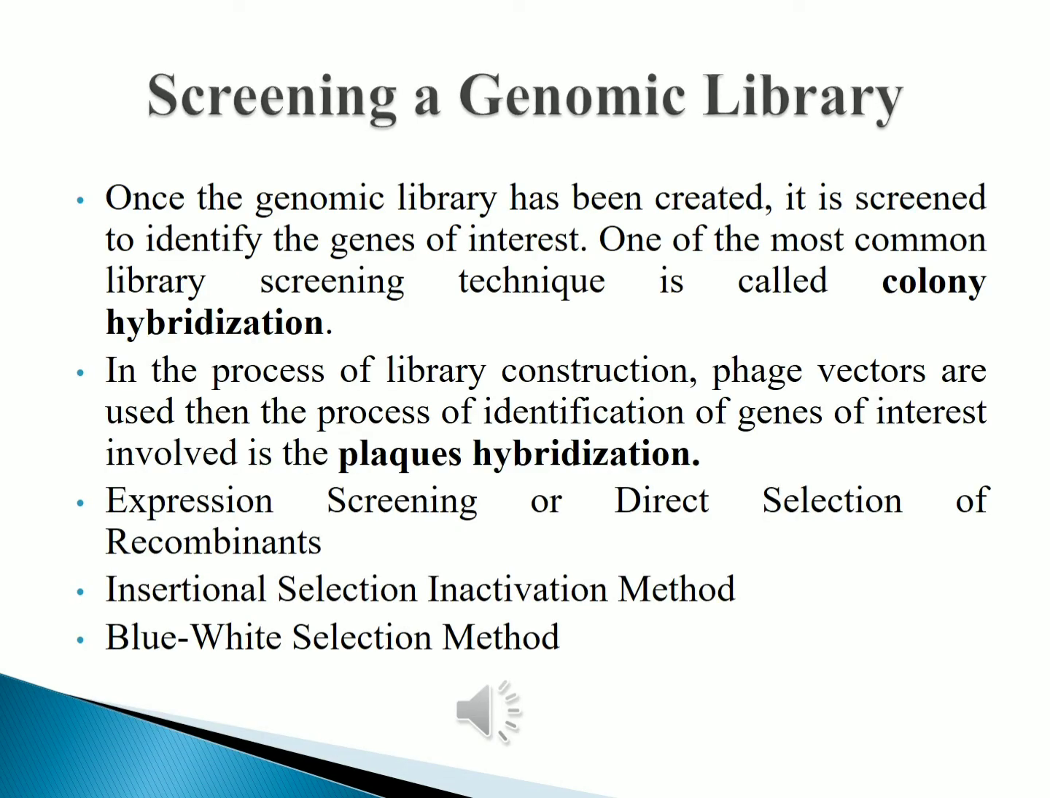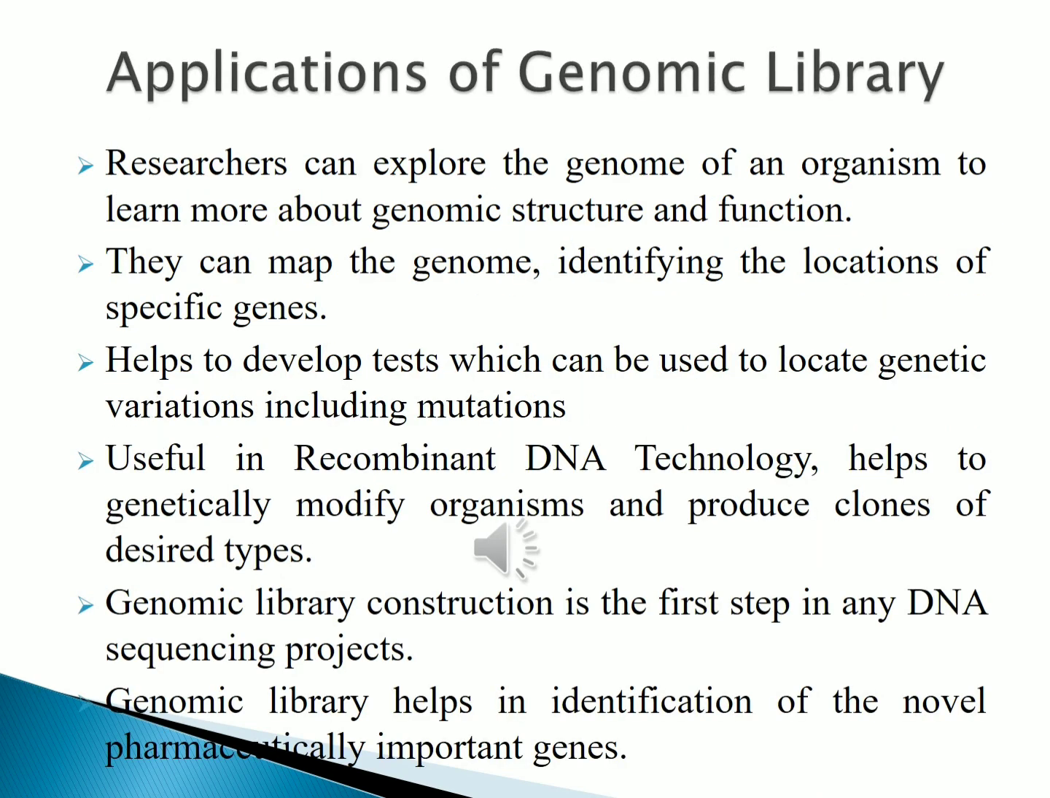Once the genomic library has been created, we need to screen it. There are several techniques which are used to screen the genomic library. One of the most common library screening techniques is colony hybridization. Other techniques include plaque hybridization. Other than that, there are techniques like expression screening or direct selection of recombinants, insertional inactivation method, and blue-white selection methods. Lastly, the use or application of genomic library.